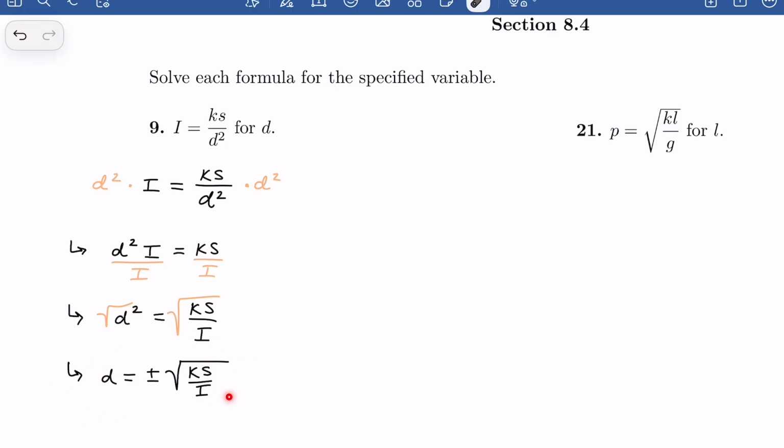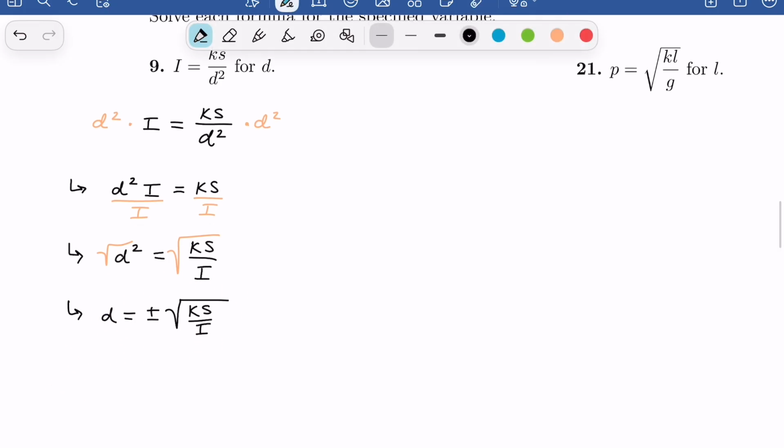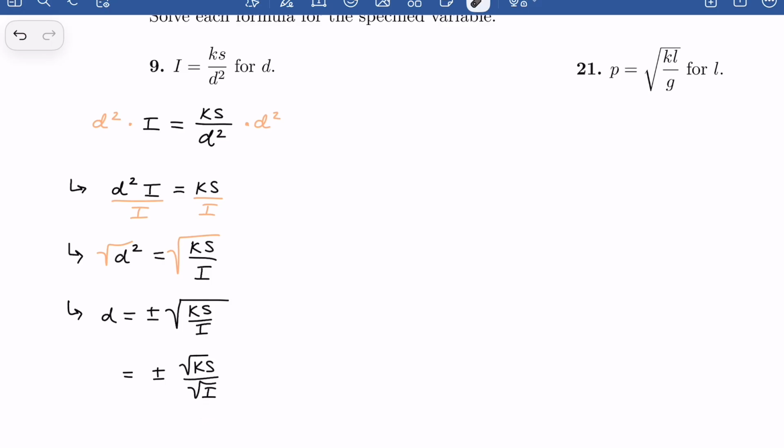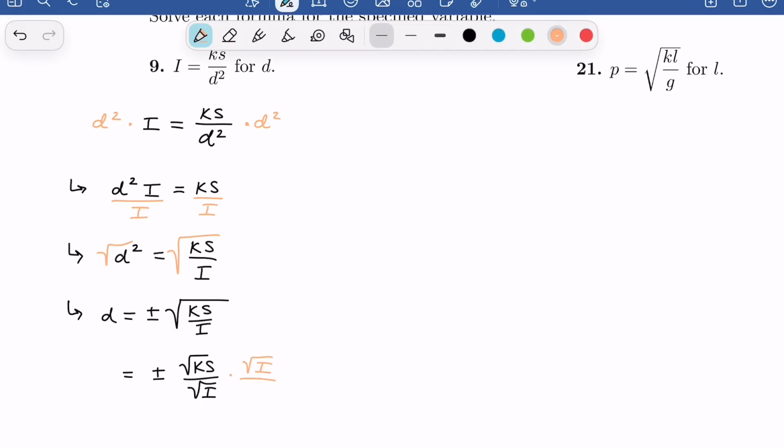Now, this is not going to be my final answer, however, because using the quotient rule for radicals, this is the same thing as the square root of ks divided by the square root of I. And a radical equation will not be fully simplified if we have a radical in the denominator. So what we need to do is rationalize the denominator, and we can do so by multiplying the numerator and the denominator here by the square root of I.